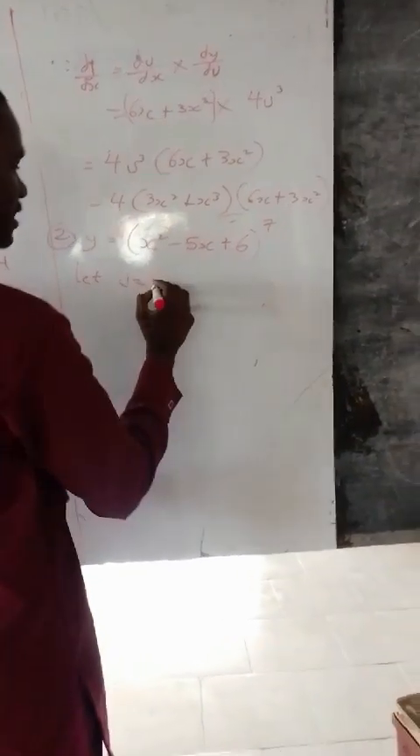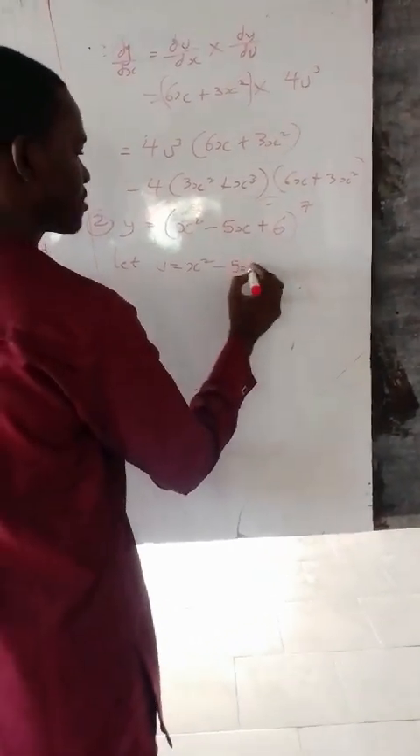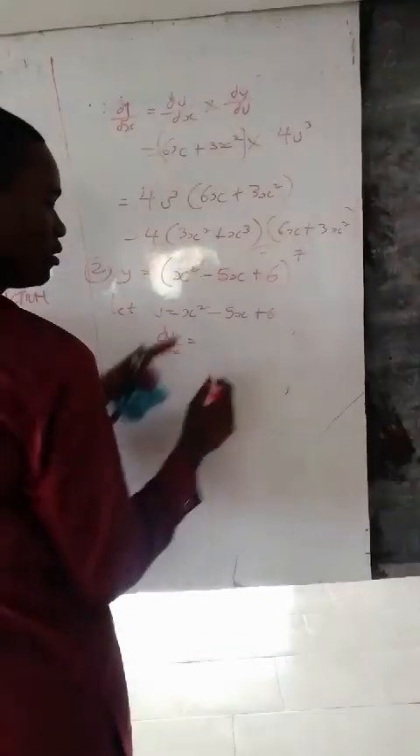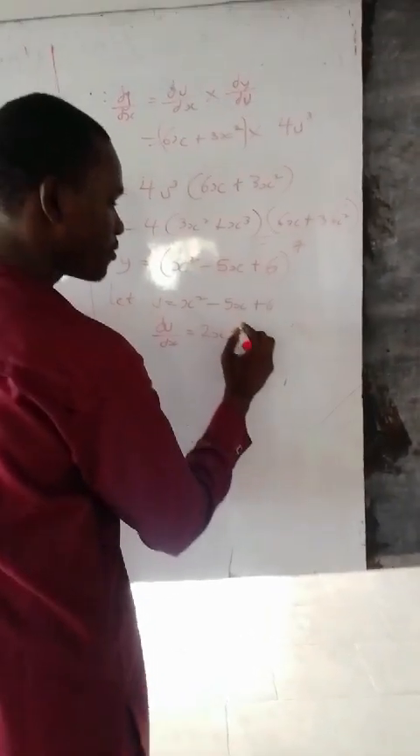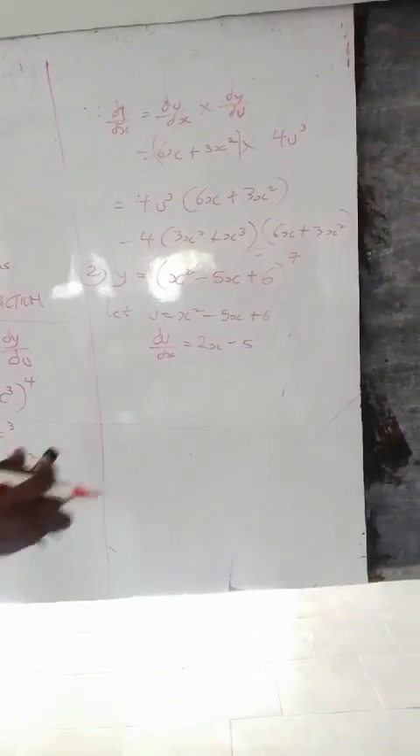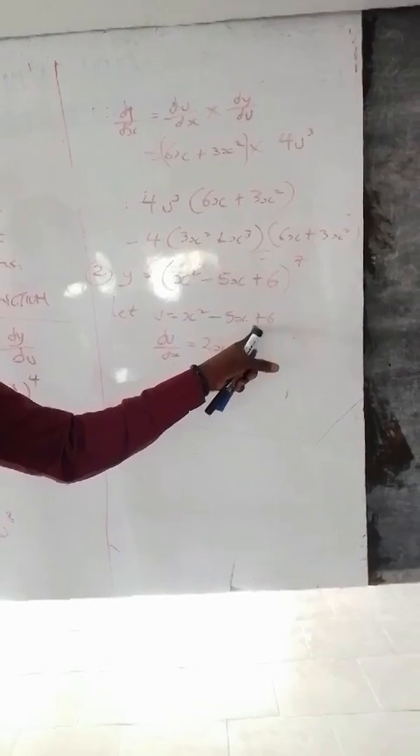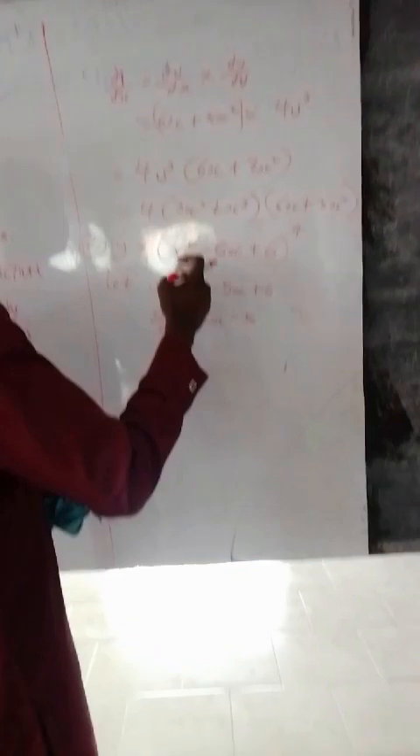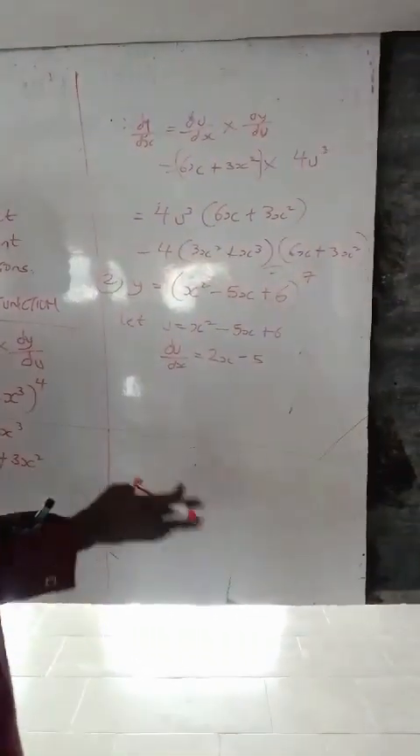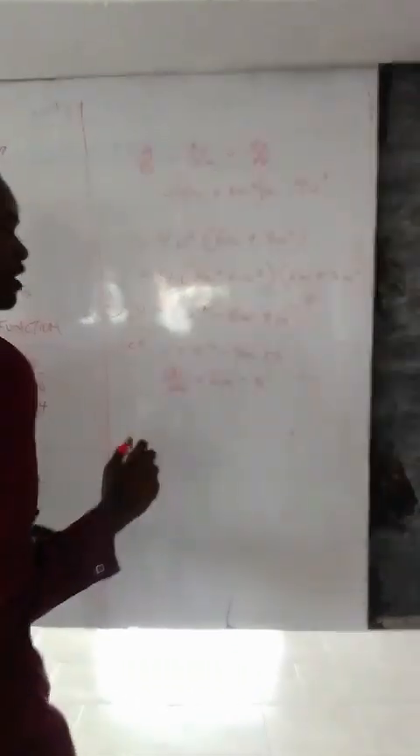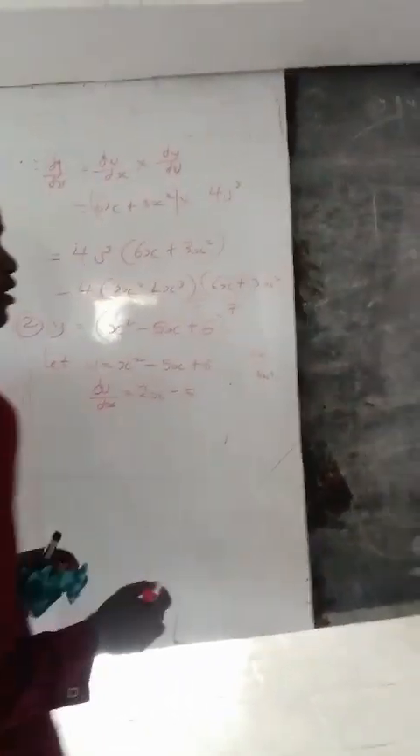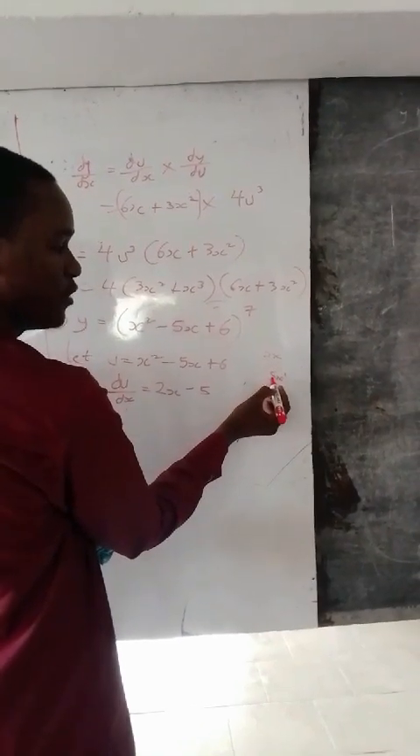That's function of a function. So you say let u equals what is inside: x squared minus 5x plus 6. du over dx is 2x minus 5. Anytime you have 5x, or a number that is raised to power 1, the final answer is going to be the number. What do I mean by that? 5x is like saying 5x is power 1. So at the end of the day, 1 times the coefficient of x is 5.